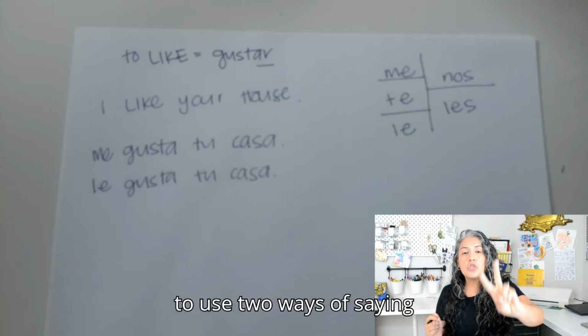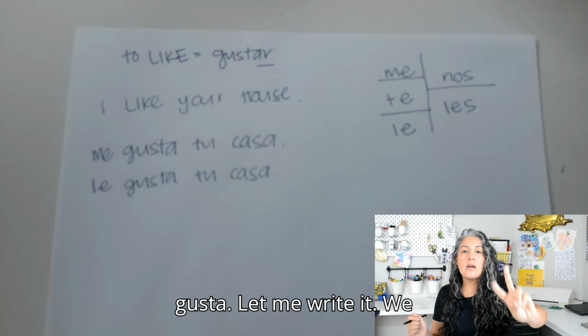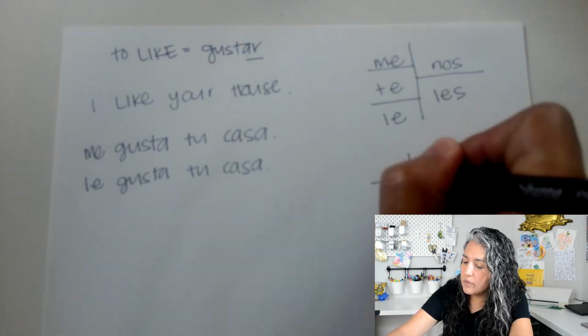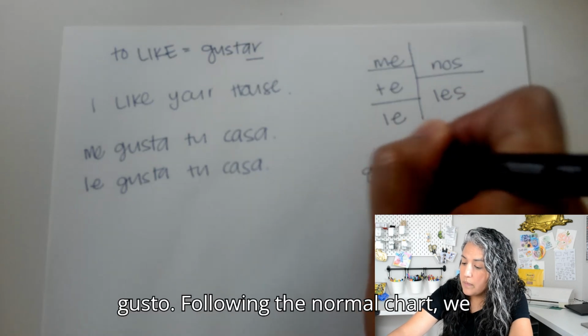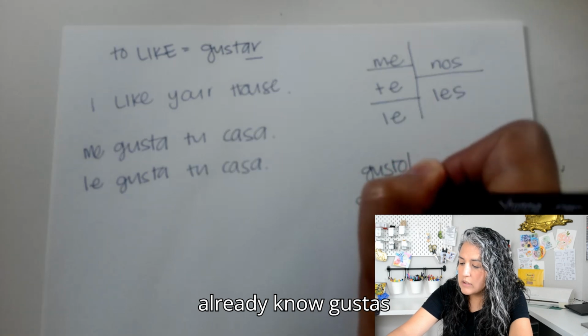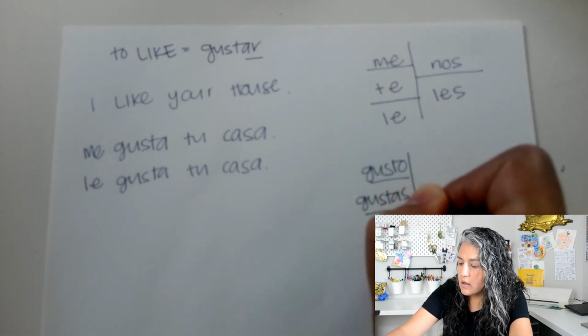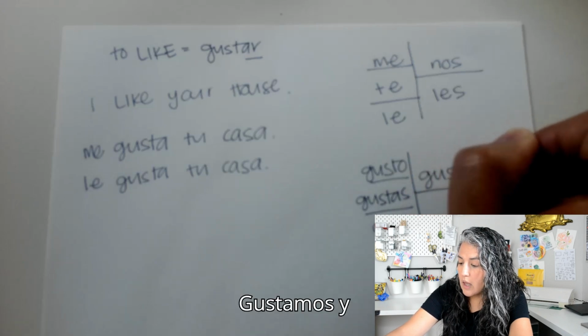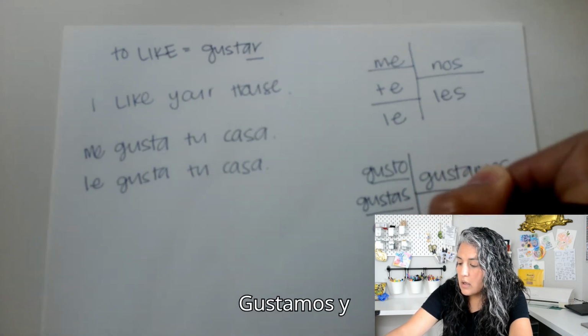Okay, so for the verb gustar, I'm going to write the chart for the verb gustar, but we're just going to use 2 ways of saying gustar. Let me write it. We have gusto, following the normal chart we already know. Gustas, gusta, gustamos, y gustan.